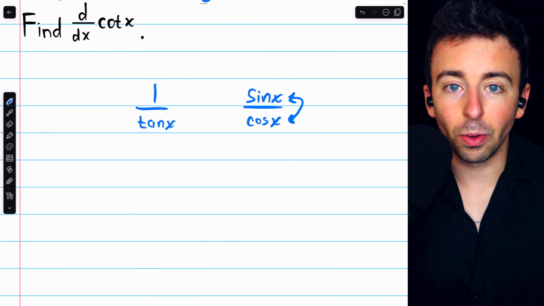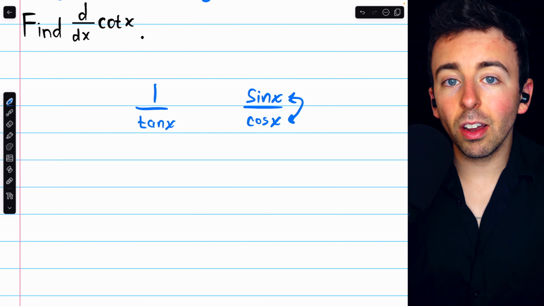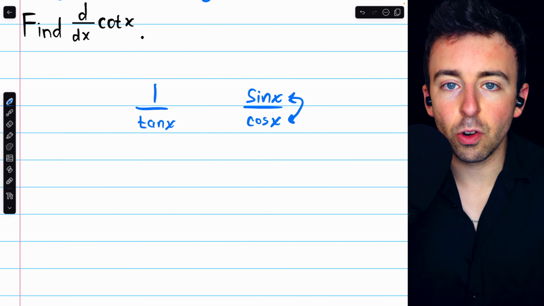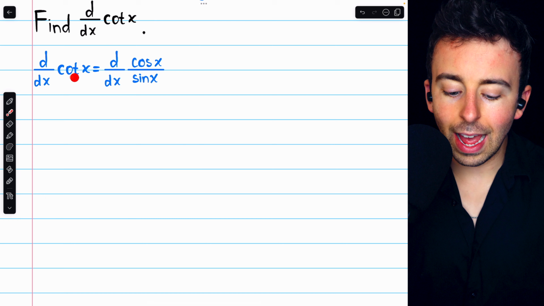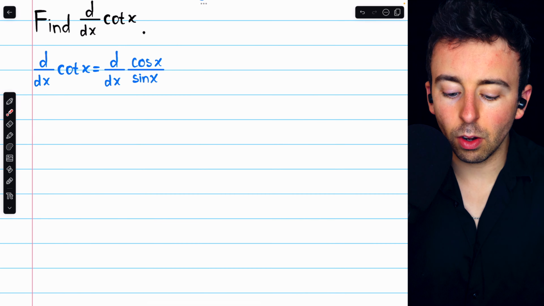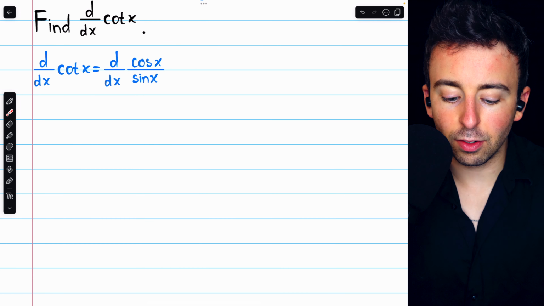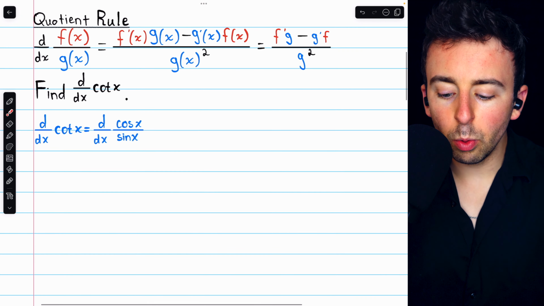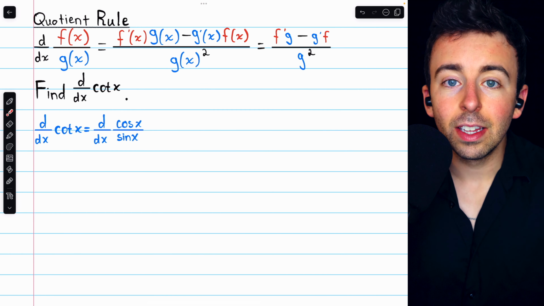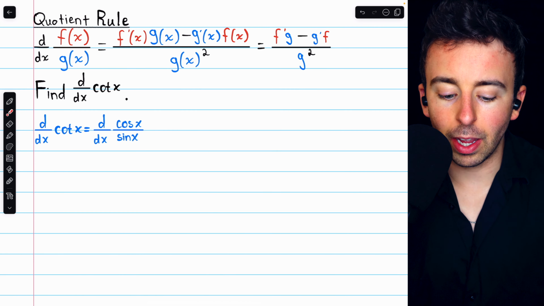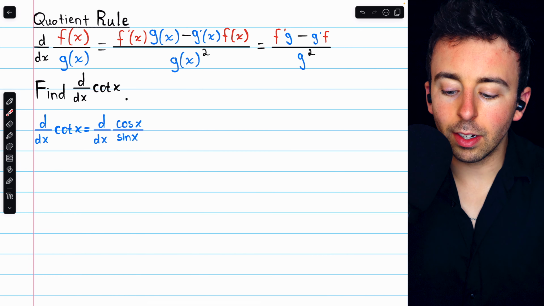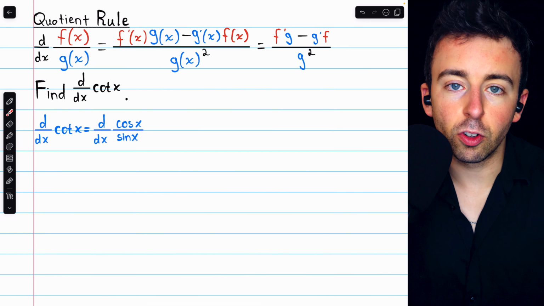That means it's cosine divided by sine, so we'll apply the quotient rule to find the derivative. So cotangent x, that's the same as cosine x over sine x, and to find its derivative, we'll use the quotient rule, which I've written here for your reference. The derivative of f divided by g is f prime g minus g prime f, all divided by g squared.